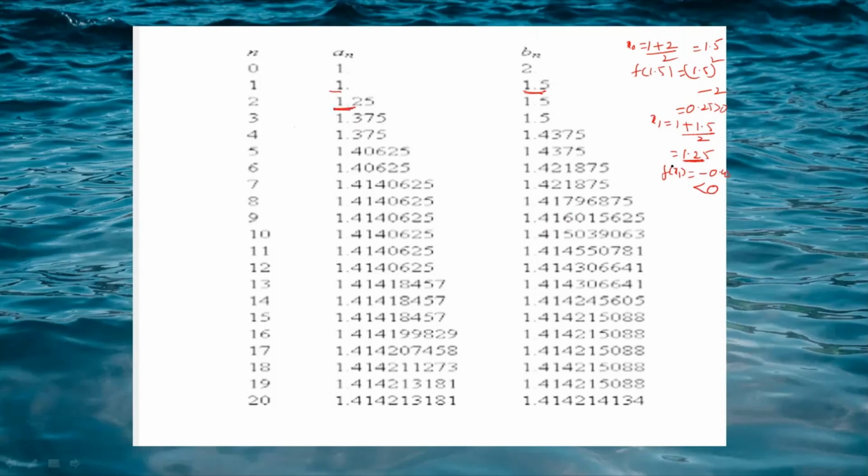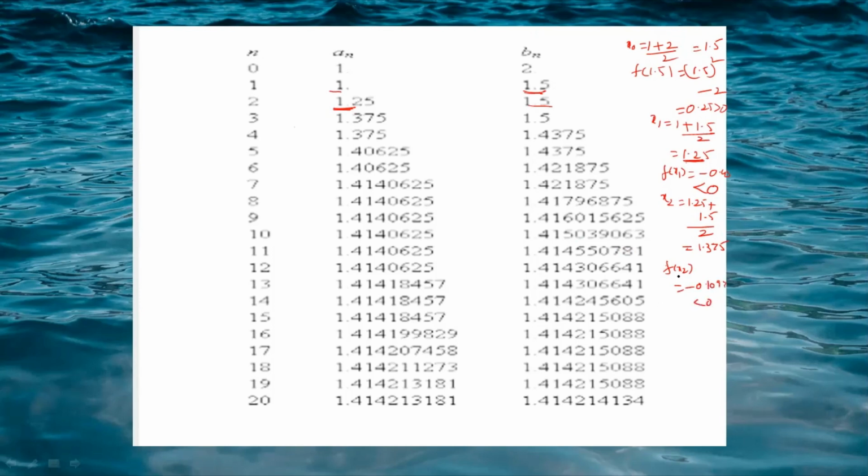Like that you have to do. 1.25 should replace A. For 1.5 you got positive. So the next step is 1.25 plus 1.5 by 2. How much will you get? You get 1.375. Now find out 1.375 into 1.375 minus 2. You will get a less than 0 value only. So f of x2 is minus 0.109375.